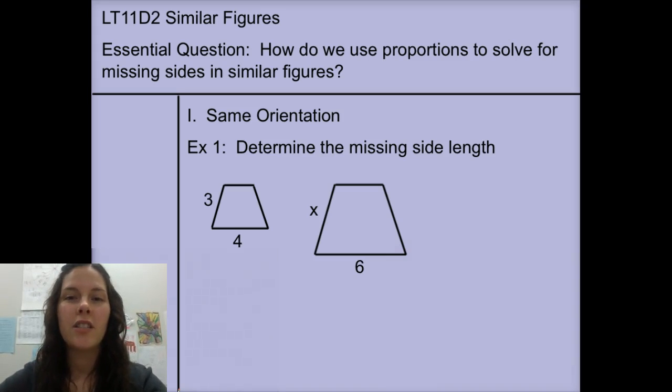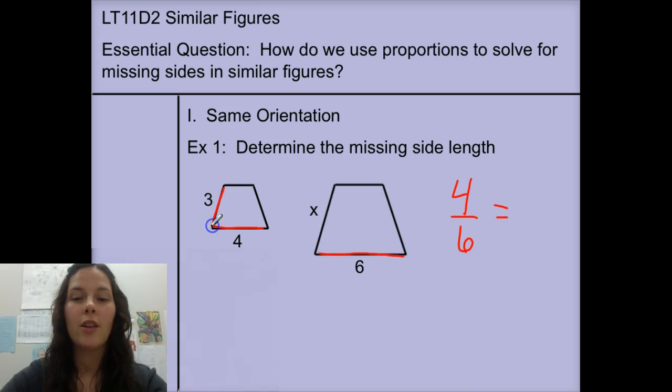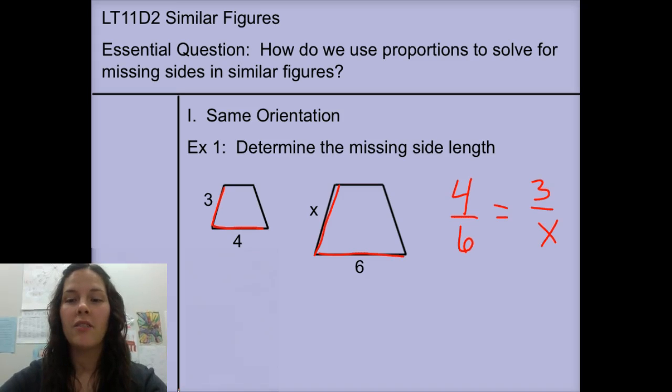So the first thing we need to understand about similar figures is that their sides are proportional. If we set up a ratio of two corresponding sides, so when we look at these figures, this side corresponds to this side. If we set up the ratio of those two sides, 4:6, it will equal the ratio for any other two corresponding sides. So we could look at 3:x. Once we have our proportions set up, we solve it like normal.